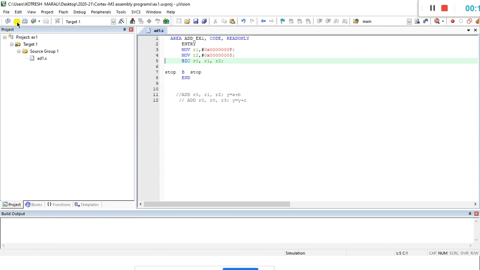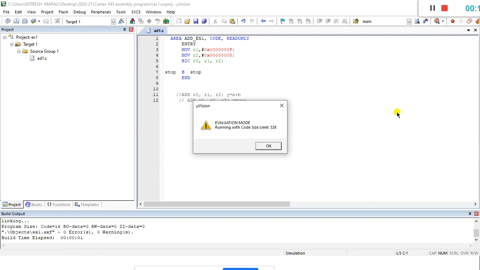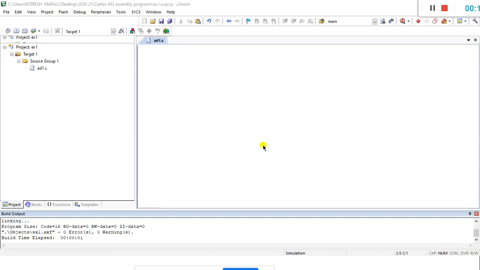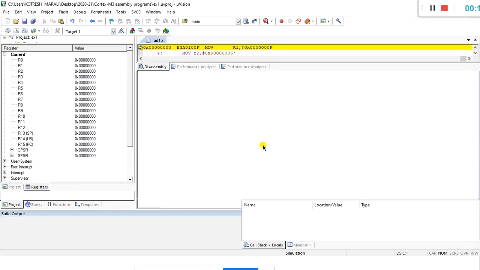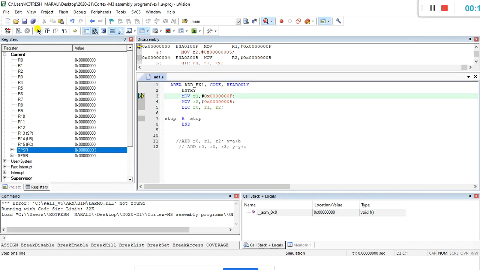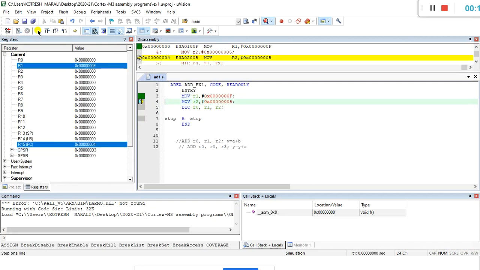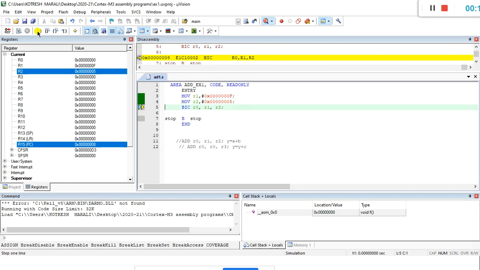So translate, build. Unless you build, the program will not compile, because earlier I had different instructions and I executed a different program, so it was taking the same data. That's why step by step execution will help you to understand the working of the instruction set. Now, okay, you got R1 F and R2 5.